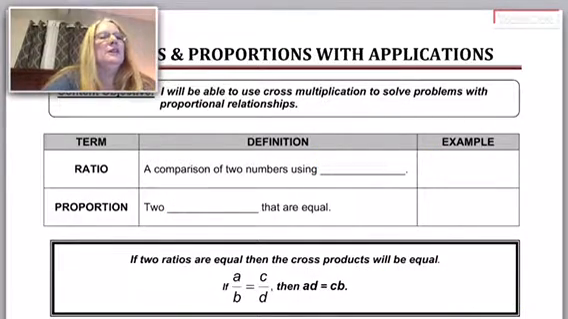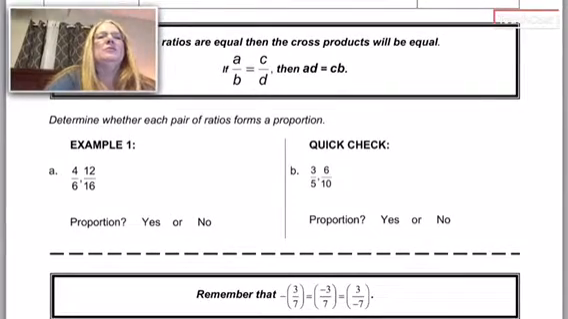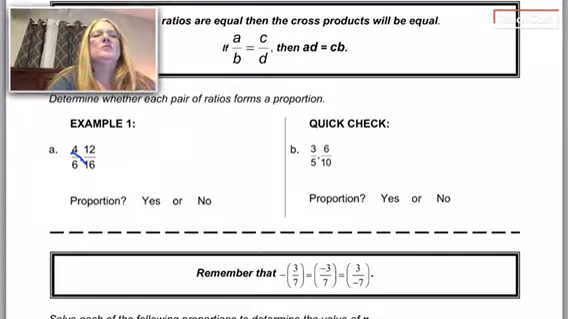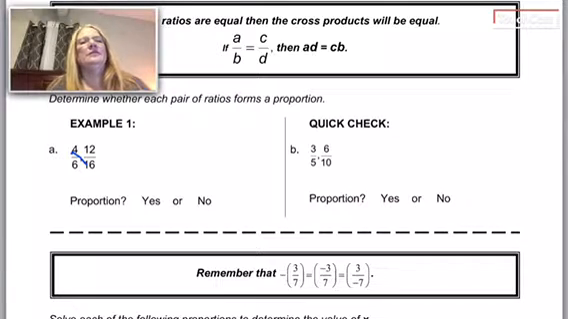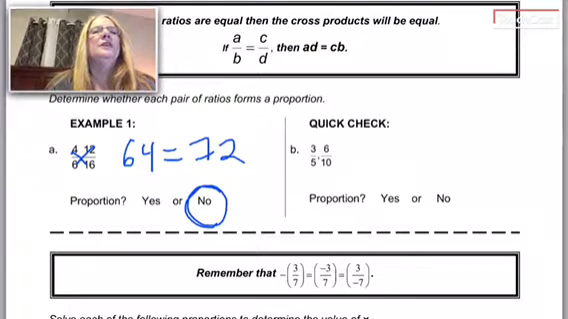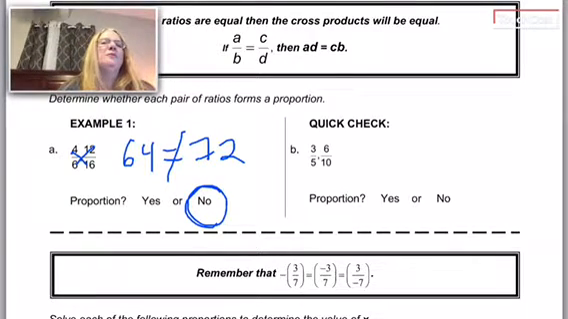Okay, so let's look at our first examples. Our first examples are just asking us, would these two fractions form a proportion? So all you need to do is just cross multiply and see if their cross products are equal. So 16 times 4 is, let me double check, is it 64? 16 times 4, yeah, is 64. And is that equal to 6 times 12? 72. No, they are not equal, so those would not form a proportion.